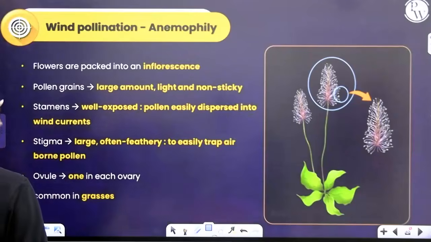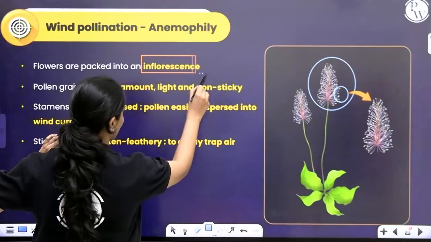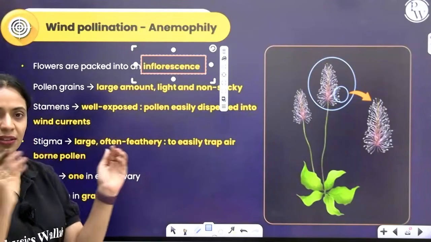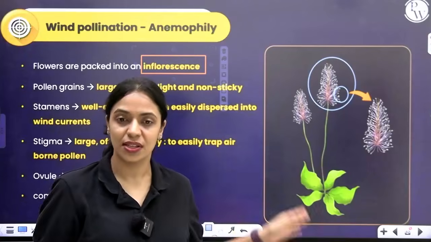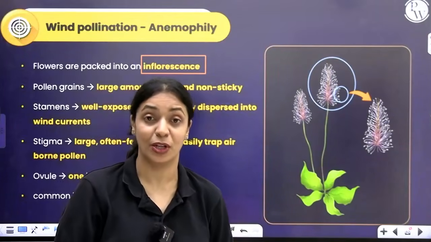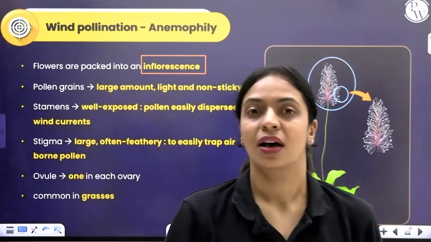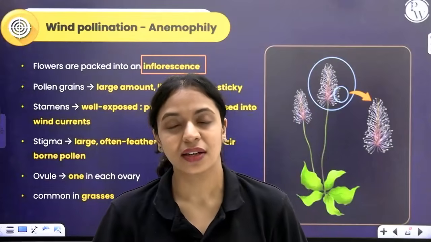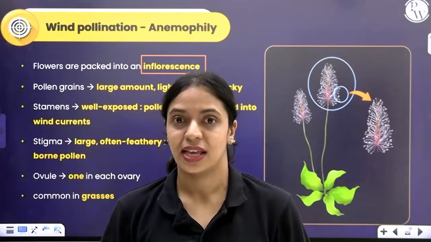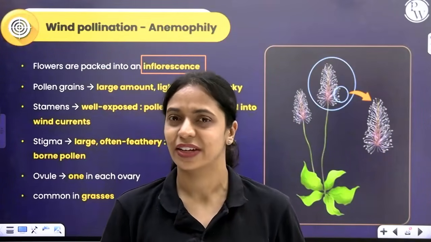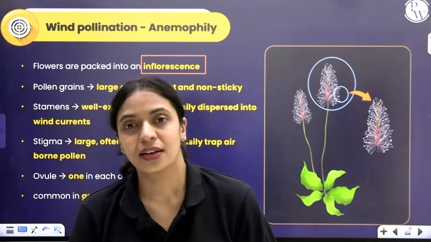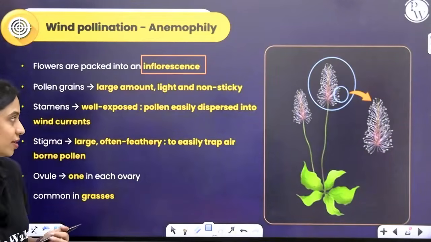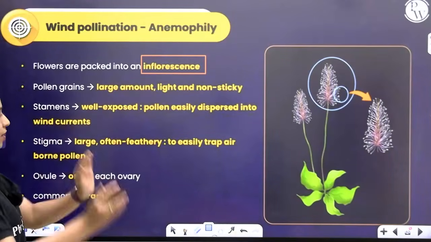All right. And flowers are also not usually solitary, they're not single. Many flowers are packed in an inflorescence. Wind pollination we generally see in the family of grasses like wheat, maize, rice, ragi and all of that. So you can see how the inflorescence is in these plants. It is not very colorful and bright, right? So they are very pale kind of colors. But they are packed together in an inflorescence.